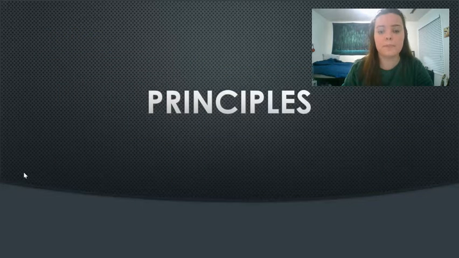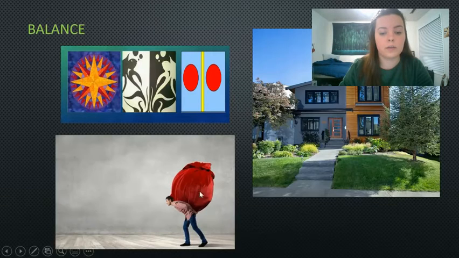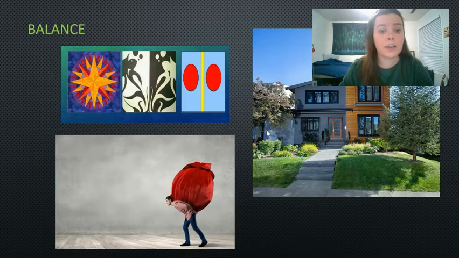So with principles, we have balance. That's one of the first ones I have written down. And so there's symmetrical balance, there's asymmetrical balance, and I like to think of visual weight as well as something within that category. And so with asymmetrical balance, you can have two different things that kind of weigh each other out.